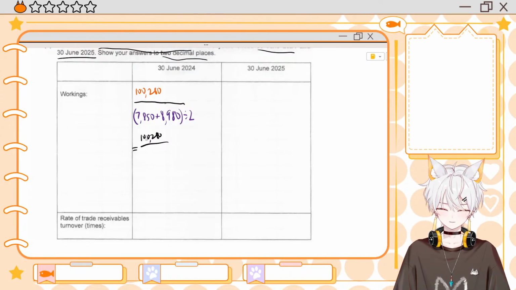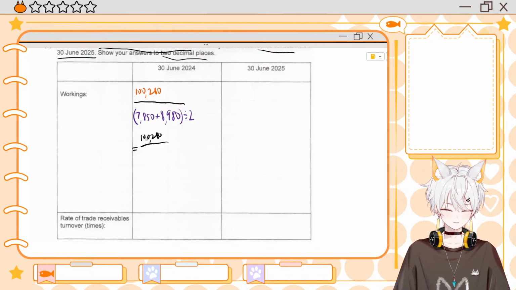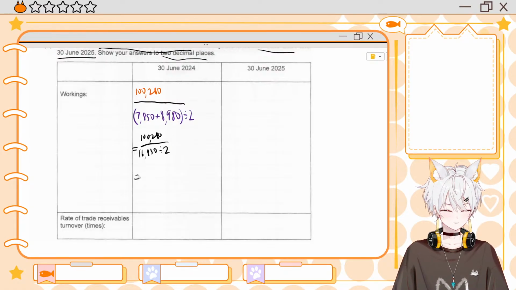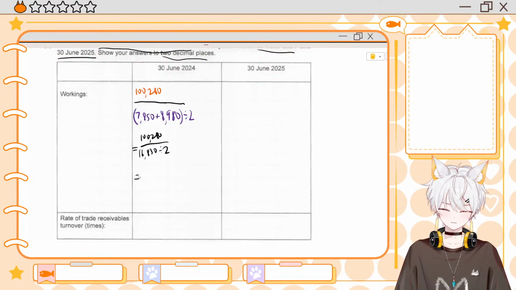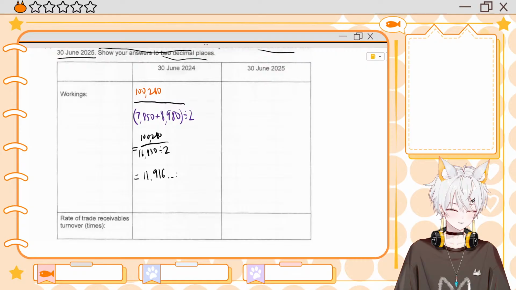7850 plus 8980, right? Which gives you 16,830 divided by 2, right? And then the rest, I think you can just do 100,000 to 80 divided by 16,830 divided by 2 in brackets. So it's 11.916 something something something, right?